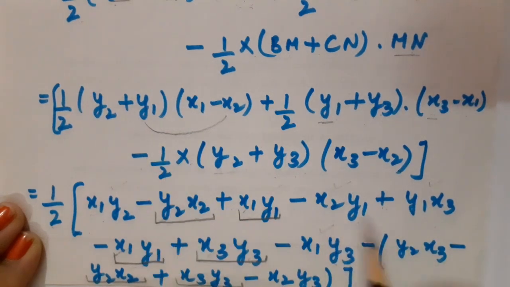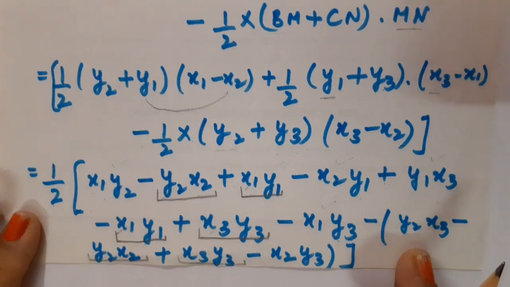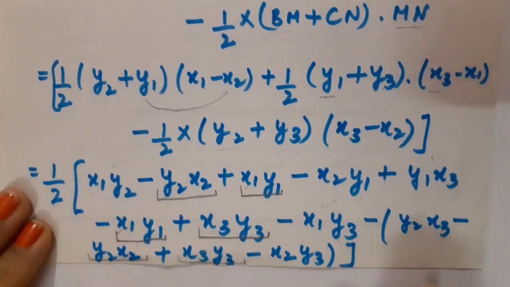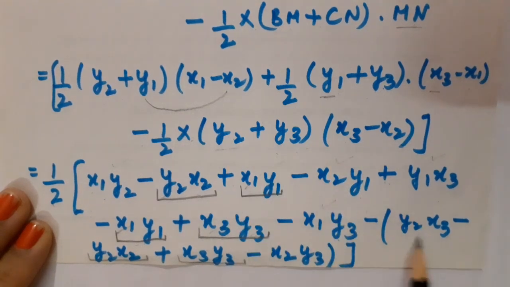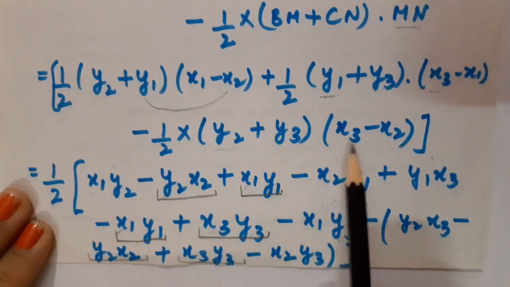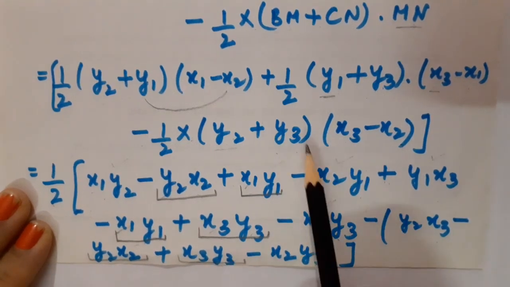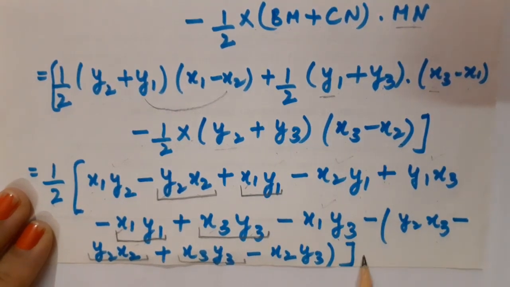Now there is a minus sign outside, so please take care about this minus sign because all the signs will be changed, whatever terms are written inside the bracket. Okay. So this is y2 into x3 minus x2 into y2, then plus x3 into y3 minus x2 into y2. Correct, students? So this is all about it.